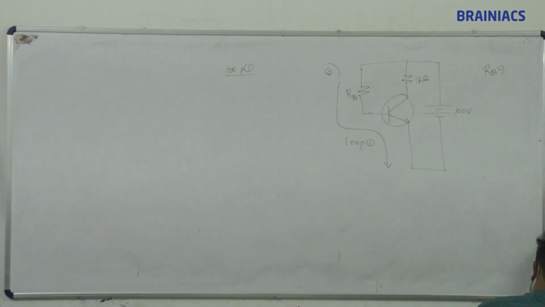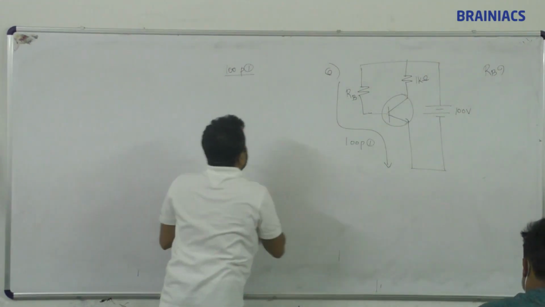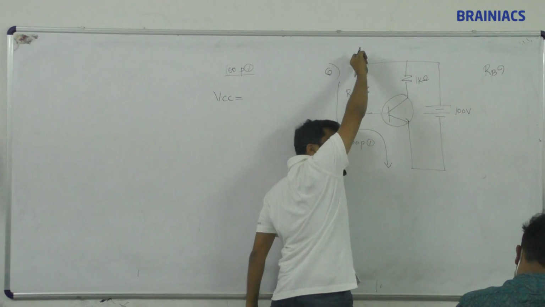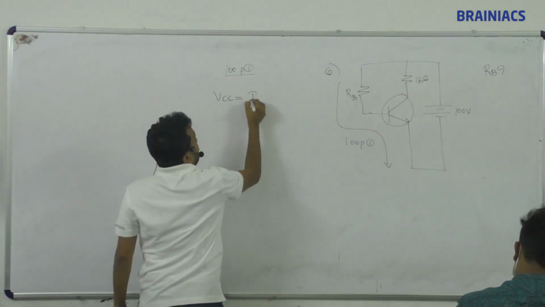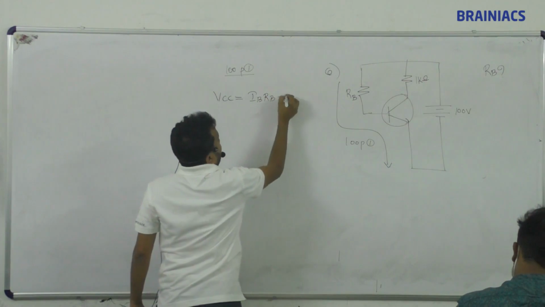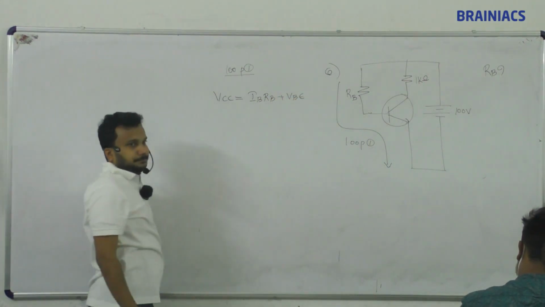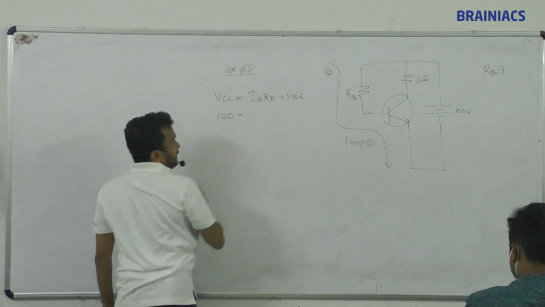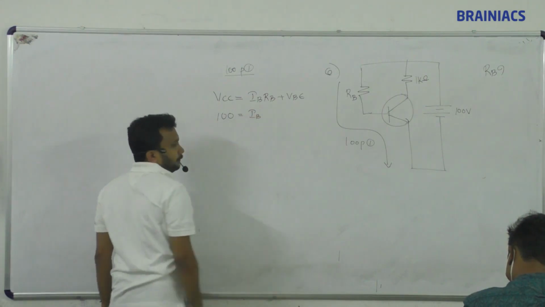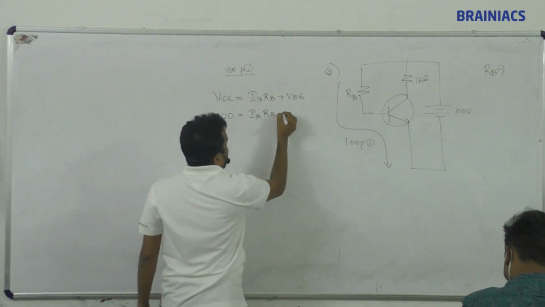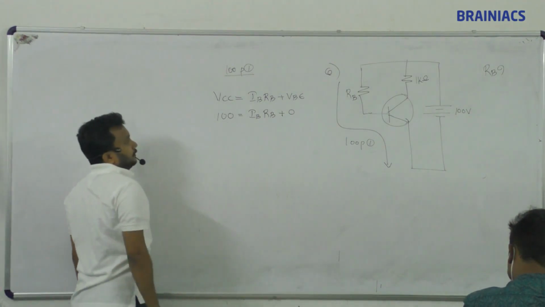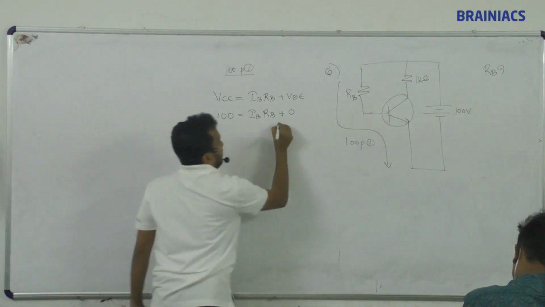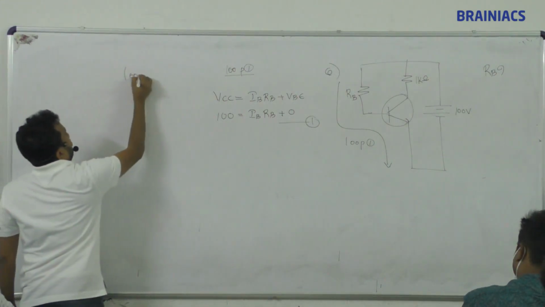Loop 1: the voltages are used by IB RB and VBE. VCC is the given voltage, 100 volt. VCC is used by IB RB plus VBE. VBE is given in the question as 0. So VCC 100 is equal to IB into RB plus 0. So I got IB RB is equal to 100. Just keep it there, equation number 1. We will see what's coming.